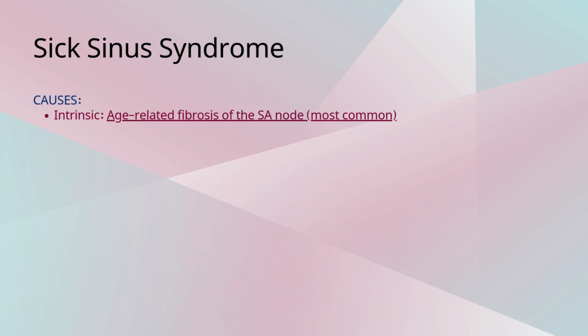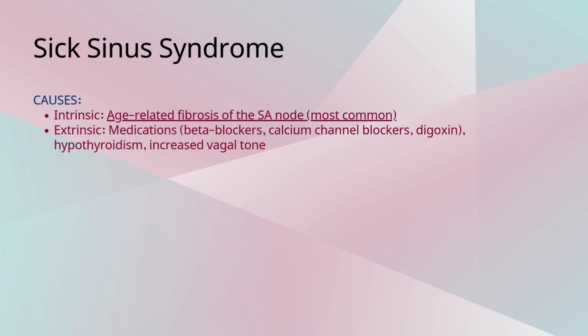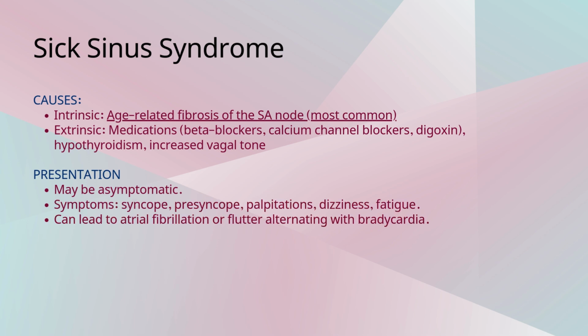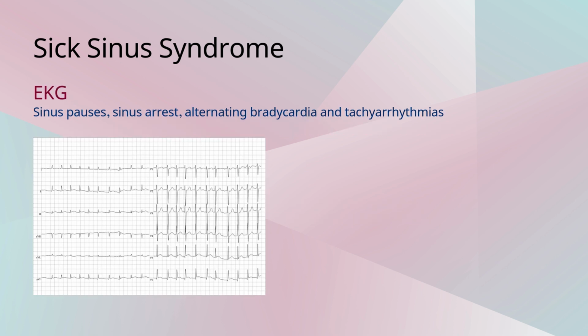The most common cause is age-related fibrosis of the SA node, but it can also be triggered by medications like beta blockers, calcium channel blockers, and digoxin, as well as conditions like hypothyroidism. Many patients are asymptomatic, but when symptoms do occur, they include dizziness, fatigue, palpitations, syncope, or pre-syncope. On EKG or a Holter monitor, you may see sinus pauses, sinus arrest, or alternating brady and tachyarrhythmias.